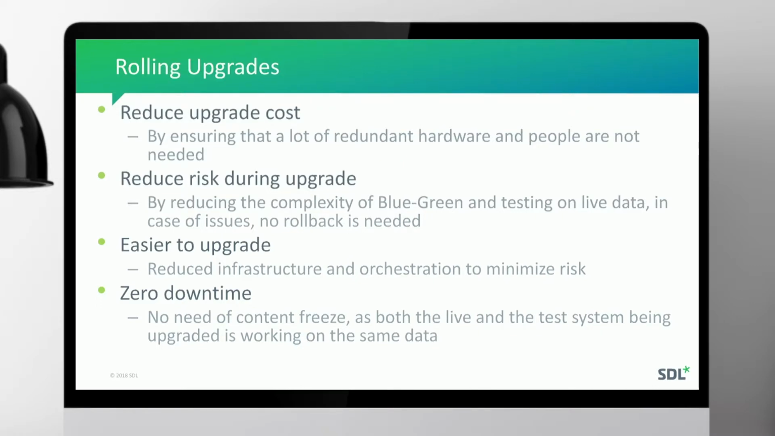And that also makes it easier to upgrade, because again, there is less infrastructure and less orchestration. And zero downtime means that because you're not using a blue-green strategy, you don't need to put in a content freeze, and you actually have the live system running tests on the live data set.